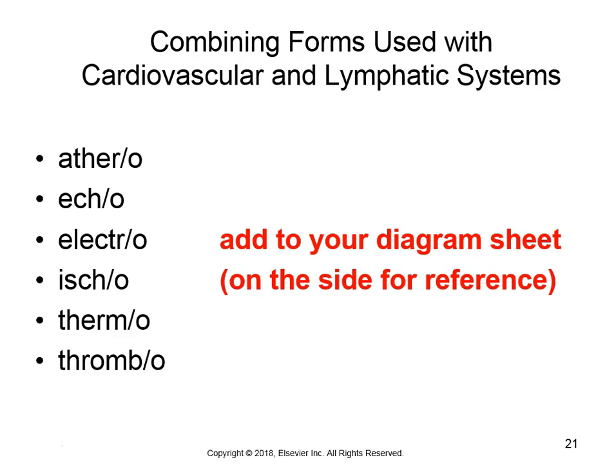Electro for electricity. Ischio means a blockage or a deficiency. We did learn at one point ischemia would be a deficiency of blood flow, for example, to the heart. Thermo for heat, and then thrombo for a thrombus or a blood clot.